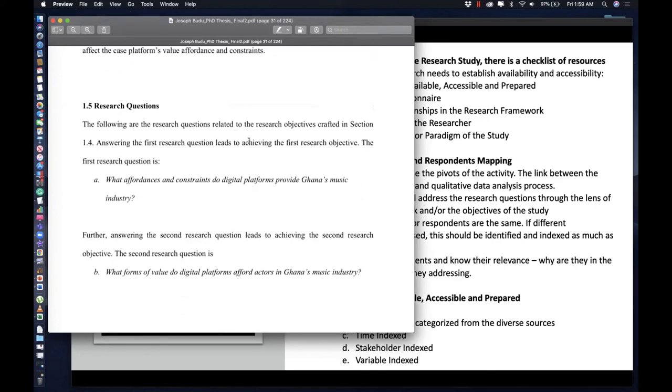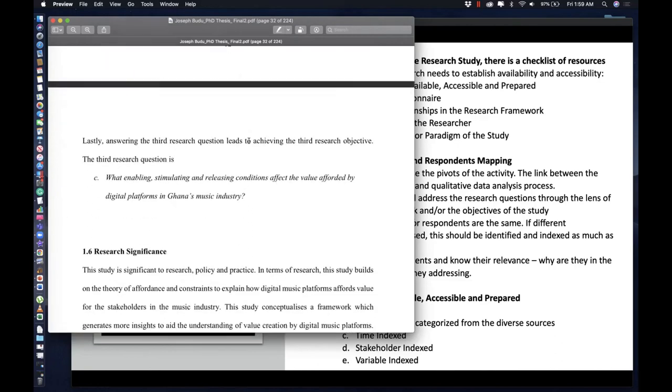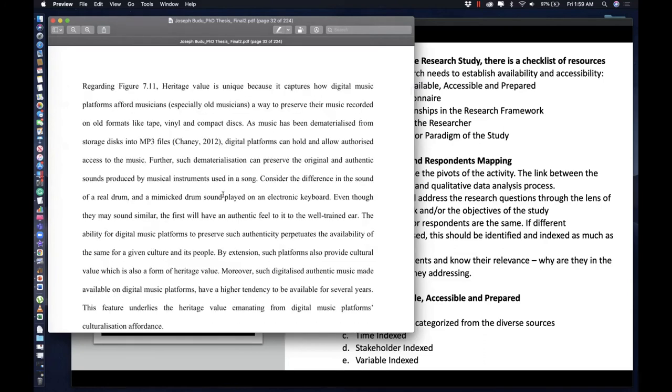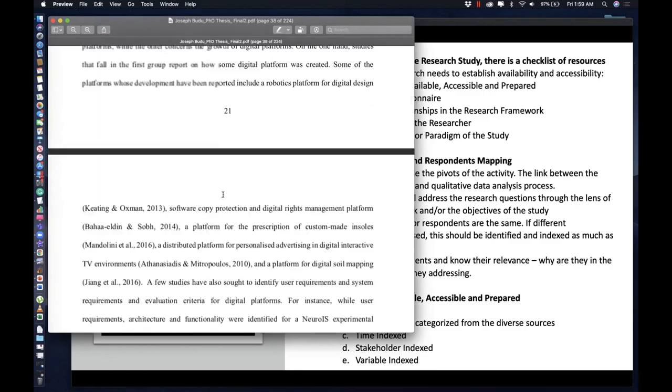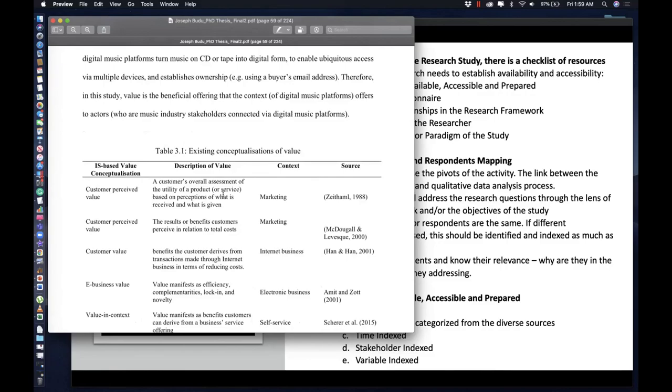Then that leads to certain questions. What affordances and constraints do digital platforms provide? What forms of value do digital platforms afford actors? And then, what enabling, stimulating, and releasing conditions affect the value afforded by the digital platforms? So that brings us to an end. Now let's go into his research framework.